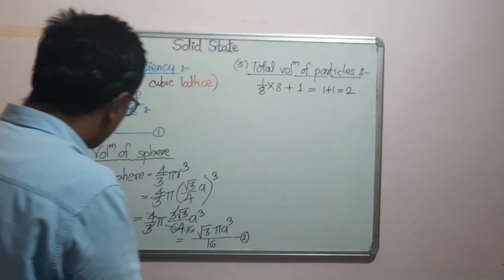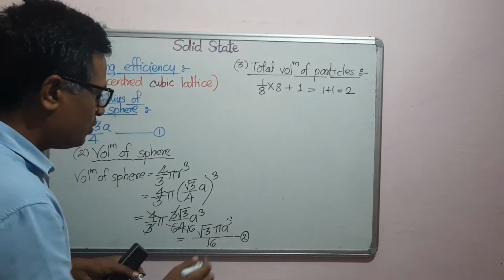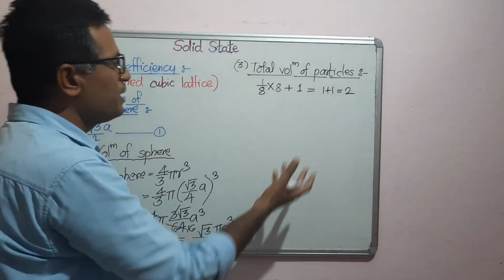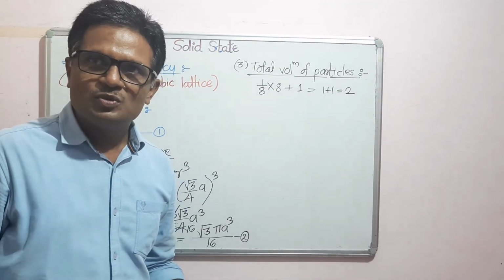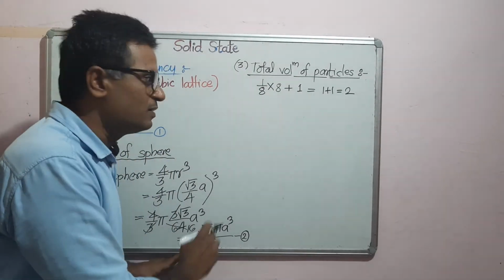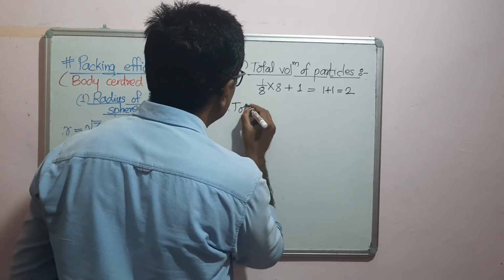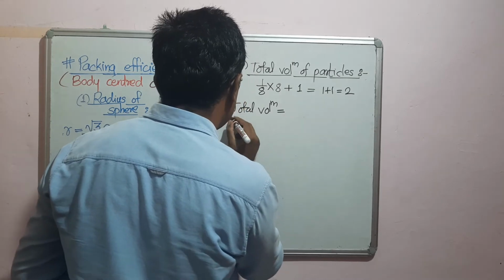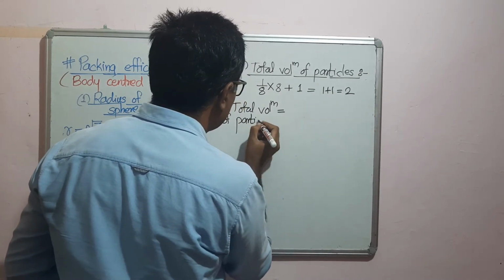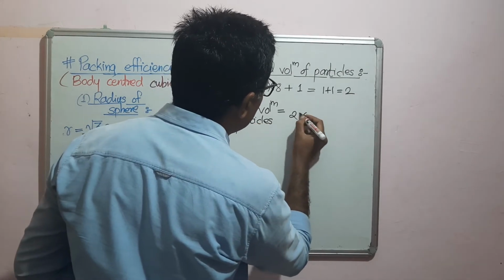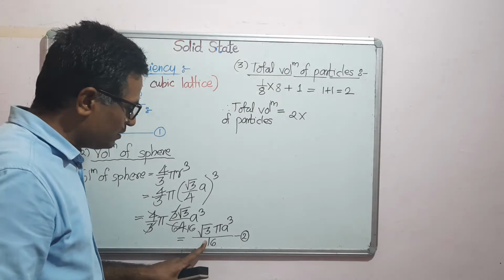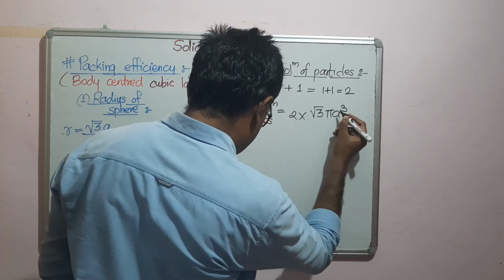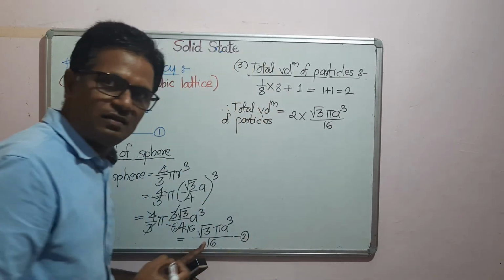So one particle or one sphere having volume root 3 pi a cube upon 16. So 2 spheres occupy how much volume? So 2 into volume of one sphere. So therefore the total volume of particles is equal to 2 into volume occupied by one particle or one sphere, and that is equal to root 3 pi a cube upon 16. Are you getting this? Simple.